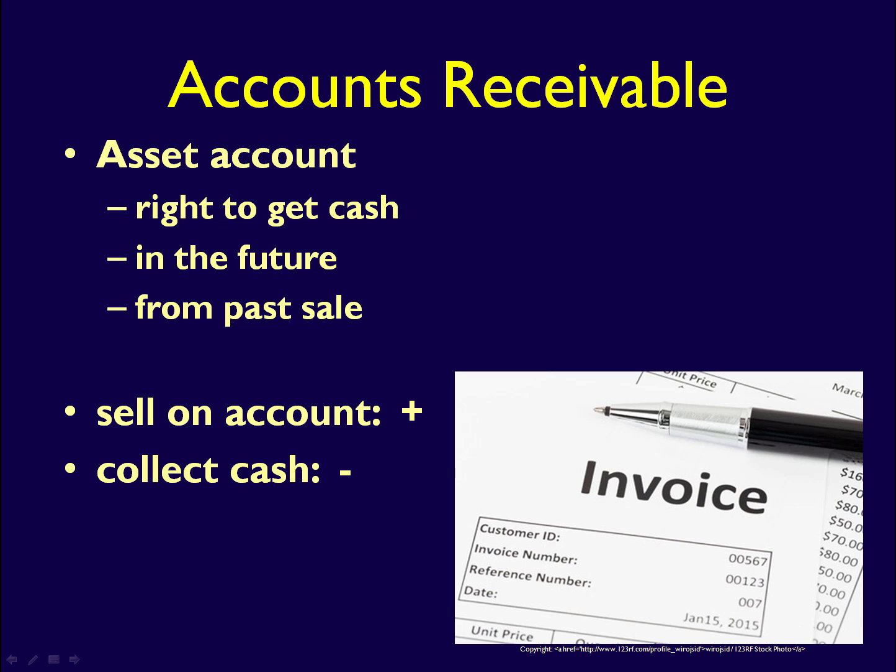Accounts receivable are the next asset account. They represent a business's legal right to collect cash from a customer at some point in the future. When a business sells on account, also called for credit, they give away a service, but they get nothing from the customer but a promise to pay. That's an accounts receivable. Every sale made on account increases accounts receivable with a plus. When the business collects the cash from the customer, the accounts receivable is decreased with a negative.